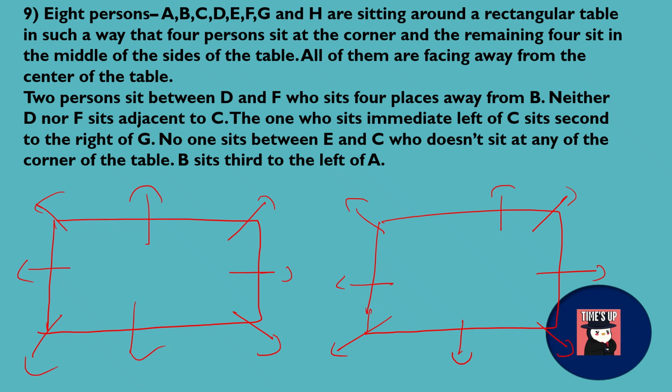Next, what they are saying? Two persons sit between D and F, who sits 4 places away from B. If this is B, this is possibility 1 and this is possibility 2, suppose. Now F is sitting 4 places away from B means 1, 2, 3. Here it will be.